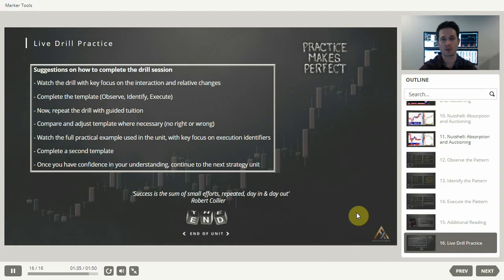All right, that now wraps up Unit 6, Strategy 1. And we're going to finish off with the quote, which is that success is the sum of small efforts, repeated day in and day out.